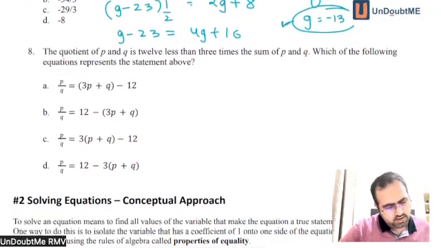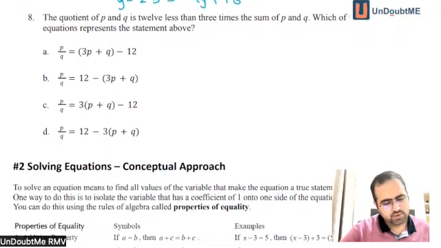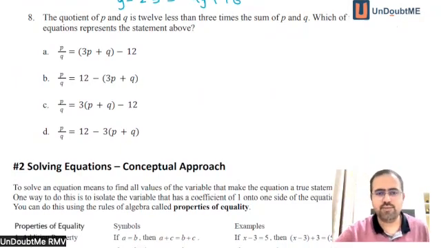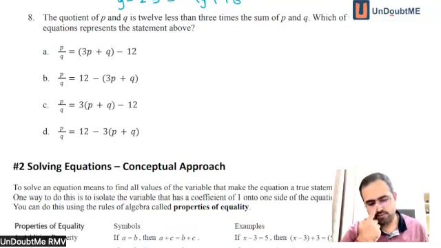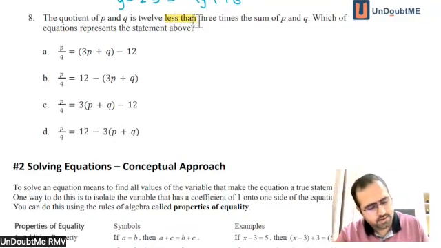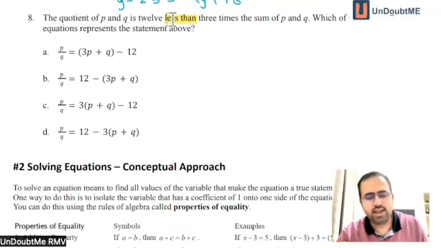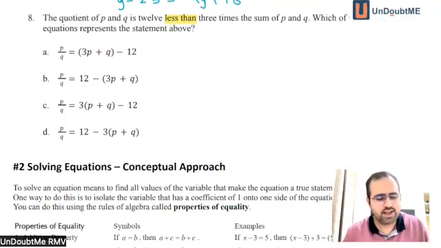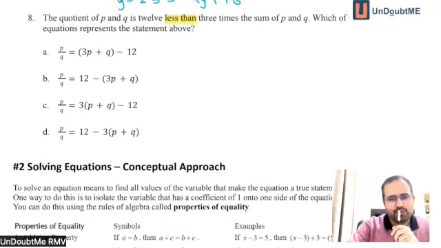Next is the quotient of P and Q is 12 less than. You try to frame the equation first. Quotient of P and Q is 12 less than 3 times the sum of P and Q. Now this is a hint I can give over here, that I'm just highlighting that less than. It's D or C or I don't know, you have to tell me. No, it's C. Tell me the final answer, C or D.